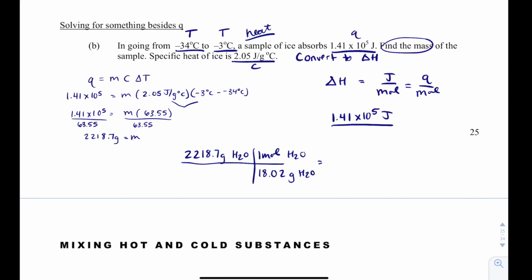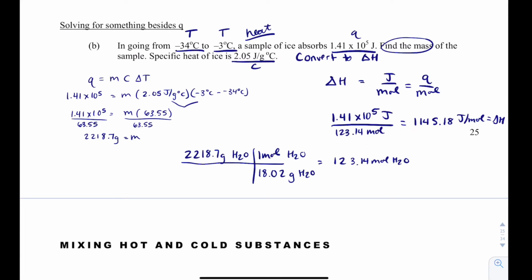And when I do that, I get 2218.7 divided by 18.02, and I get 123.14 moles of H2O. So 123.14 moles. 1.41 times 10 to the 5th divided by 123.14, and I'm going to get 1145.18 joules per mole for delta H.